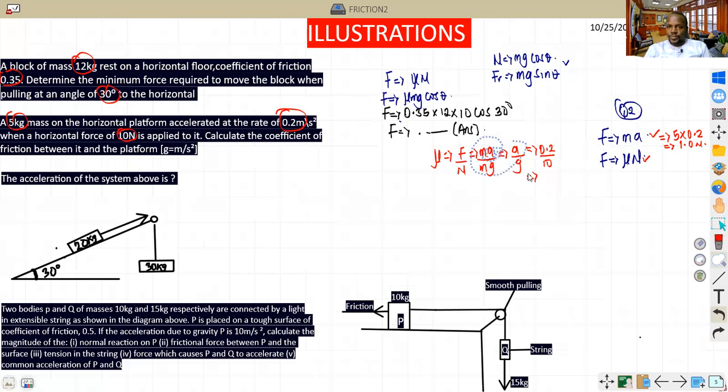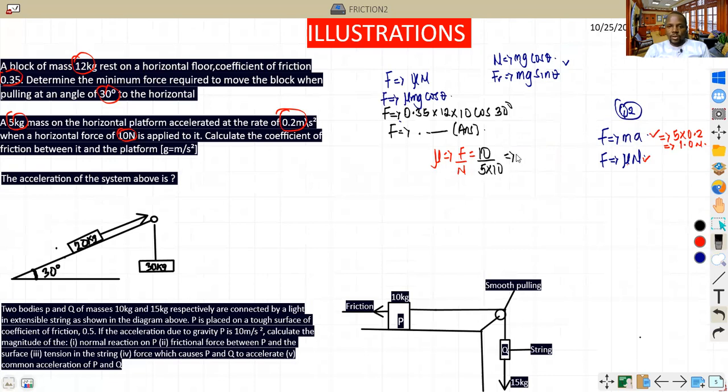So please, I just need to make sure you get it. It's not about mis-solving. Mis-solving is very easy. So the force acting on this body is 10 Newton. Then the normal reaction is mg. What's the mass? 5. What is the acceleration due to gravity? 10.